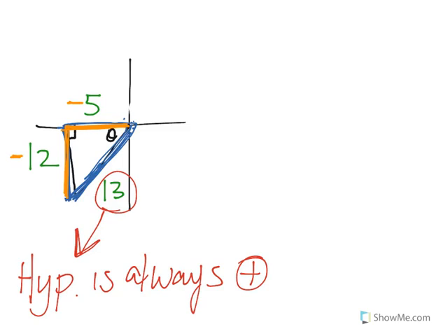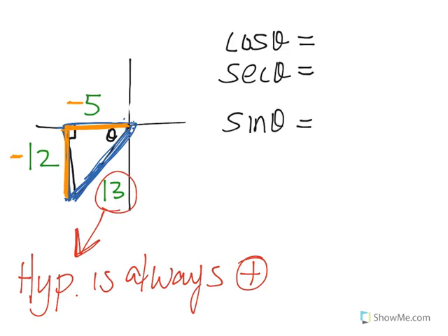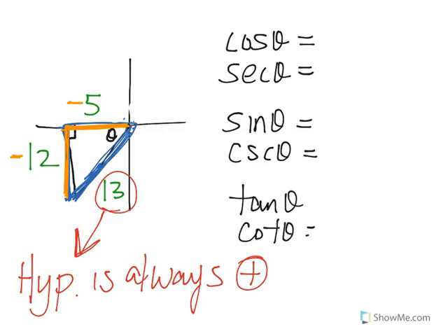Okay, so we're going to do the same thing. We're going to figure out what all 6 trig functions are. I'm going to change the order. So we're going to do cosine theta, and we might as well pair it with secant theta, since they are related to each other. And then we'll do sine theta and cosecant theta, and then tangent theta and cotangent theta.